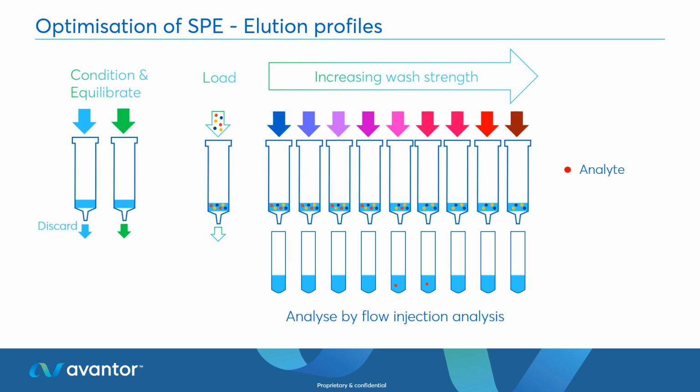In terms of the analysis, we're only looking at qualitative data for a single compound. So in this scenario, we can use flow injection analysis. We don't need chromatography. We're typically only looking at one compound. So this means it's a relatively quick and simple analytical process.